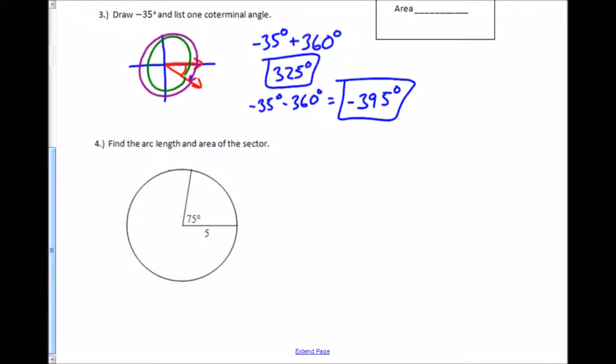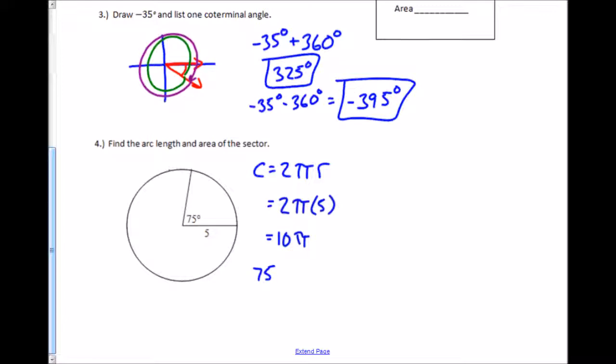And the next one is asking me to find the arc length and the area of the sector. And remember, the arc length is just a piece of our circumference. So I set it up kind of like a ratio here. If you think about it, the circumference is 2 pi r. So the circumference of this particular circle is going to be 2 times pi times 5, which is essentially 10 pi. So now if I set up a proportion here, basically I'm looking at a piece of that circumference.